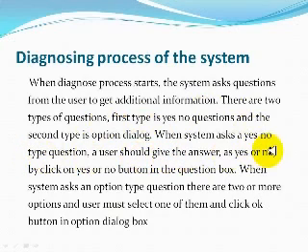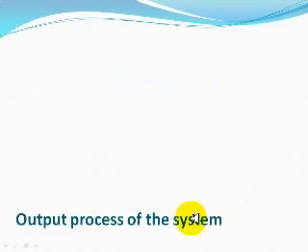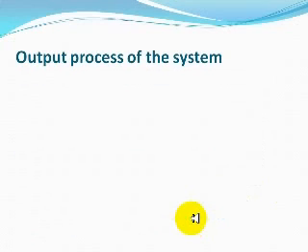When the system asks a yes, no type question, a user should give the answer as yes or no by clicking on the yes or no button in the question box. When the system asks an option type question, there are two or more options and the user must select one of them by clicking the OK button in the option dialog box.